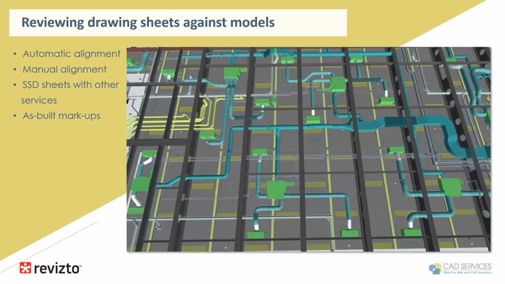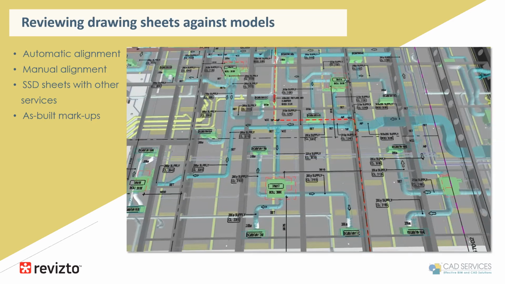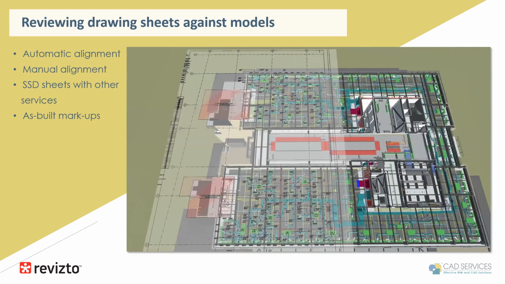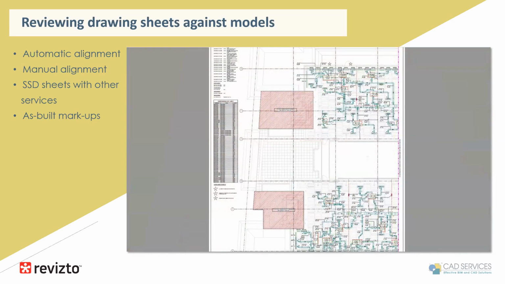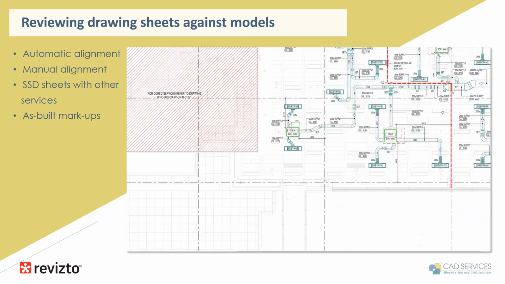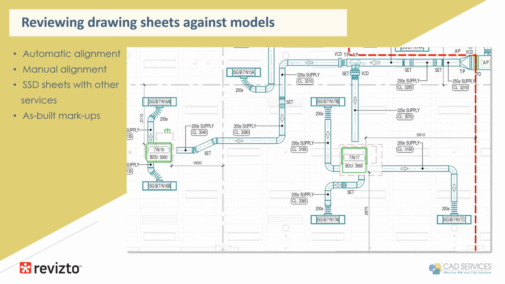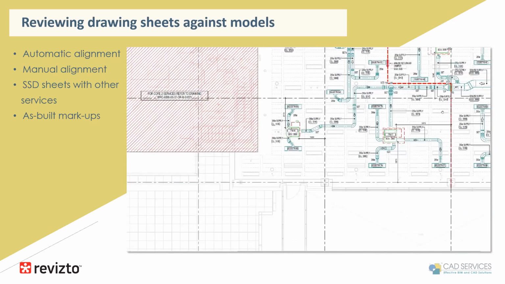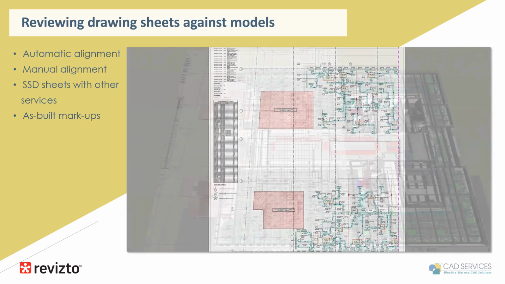While we produce fully coordinated multi-service models, we break the sheets down into single services for clarity. It is often useful to overlay these single service sheets over other services. For example, we might have a single service sheet showing only ductwork, but want to see how the sheet relates to other services within the project.